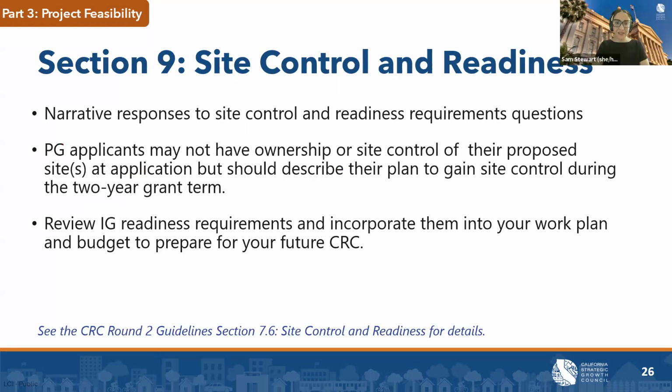Section 9, Site Control and Readiness. Site control and readiness are critical requirements for the CRC program to ensure projects can advance efficiently from proposals to implementation. In this section, applicants will answer narrative questions about their plan to gain site control if awarded. We understand that planning grant applicants may not have ownership or site control of their proposed CRC site at application. This question allows applicants to explain how they plan to select their CRC site and gain control of the property in the future.